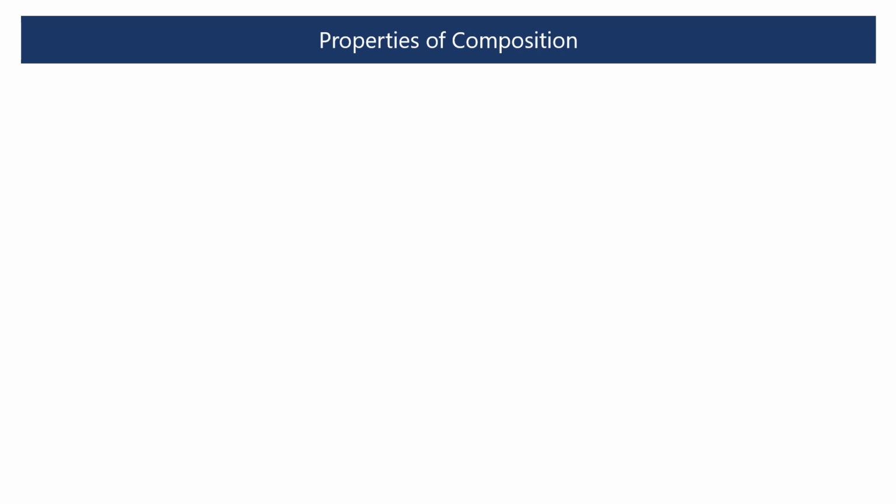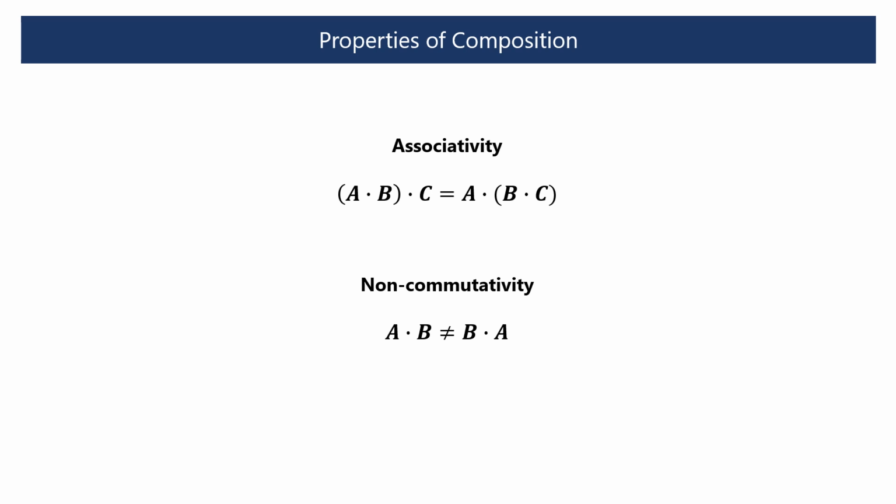Composition has some properties. Here, we should note associativity and non-commutativity. The first is associativity. When composing 3 or more transformations, the order of multiplication does not change the result. The second is non-commutativity. In general, the order of matrix multiplication matters, meaning the result may differ depending on the order of transformations. Rotating and then scaling leads to a different result from scaling and then rotating.